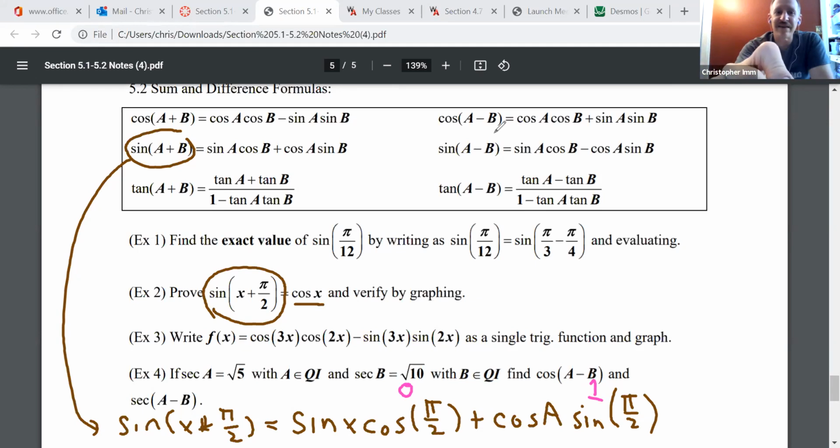So when we simplify this, lo and behold, if things are right in the universe, this thing goes away because 0 times anything is 0. And then we have 1 times cosine of x there, and it's proved.